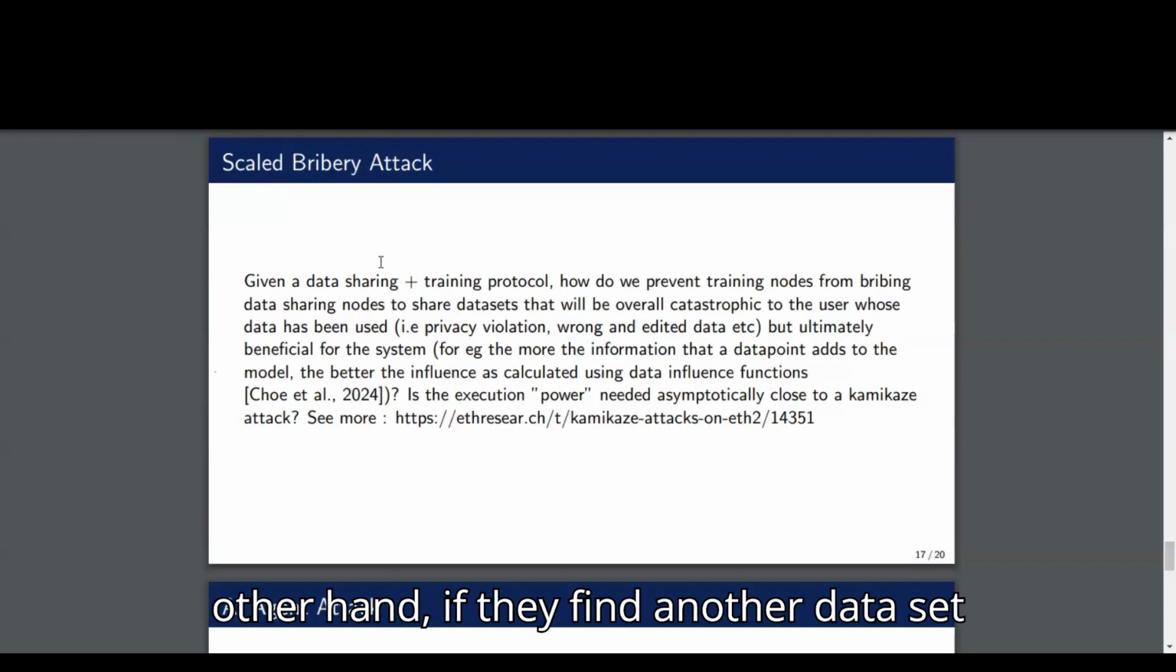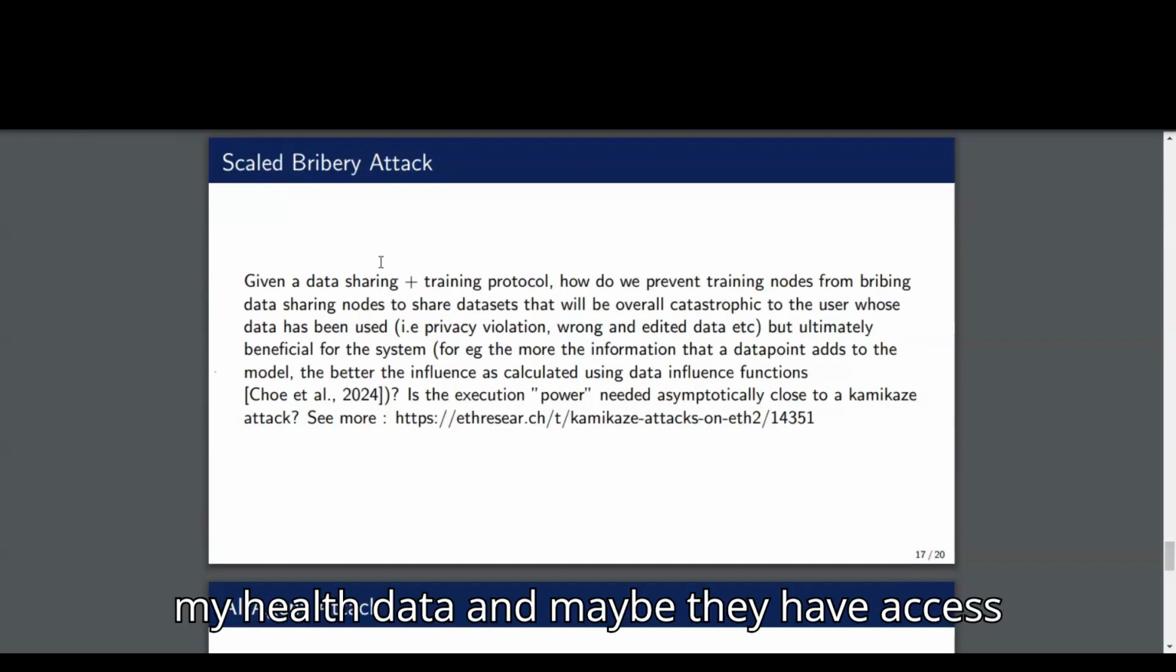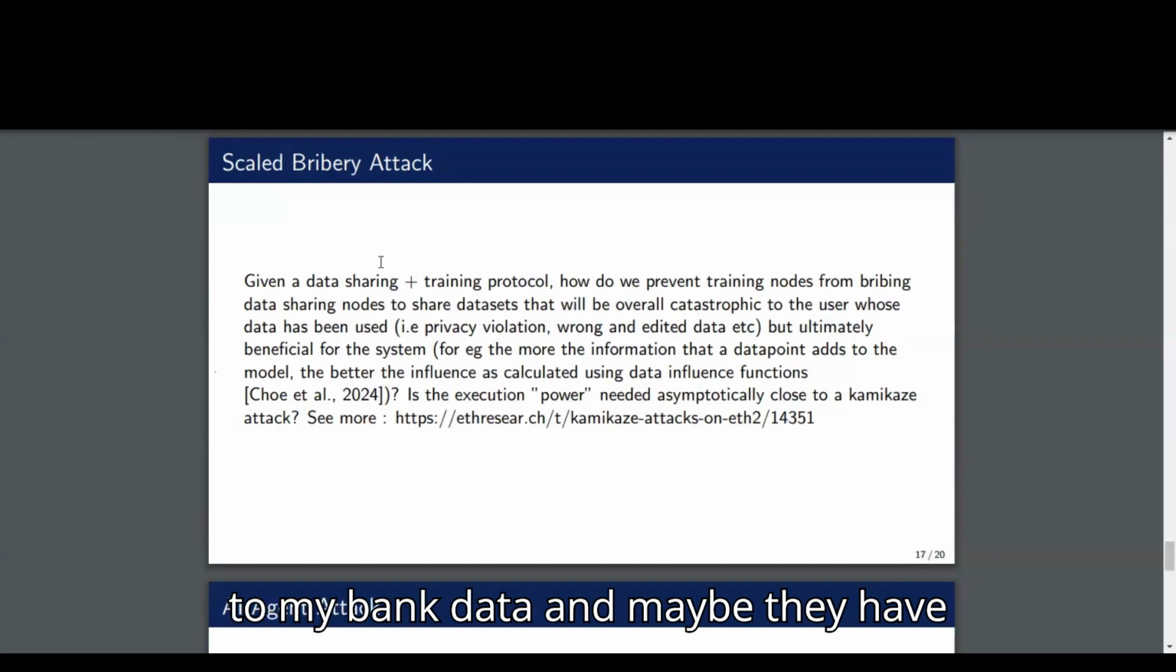But on the other hand, if they find another data set that has some sort of link with me, it causes a linkage attack, and my health data, and maybe they have access to my bank data, and maybe they have access to some other random data that caused the linkage in the first place, right?